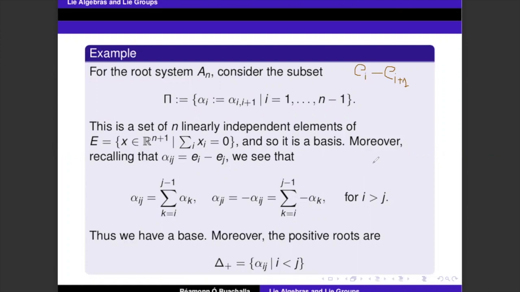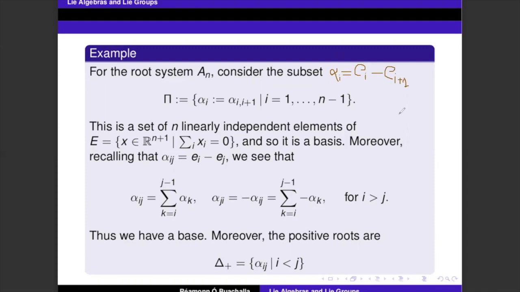Okay. So now we have to show that this is a basis. How do we show it? Well, for it to be a basis, we see that these vectors, these alpha sub i's, are clearly linearly independent. And there are n of them. So that means they have to be a basis, because E is n-dimensional.